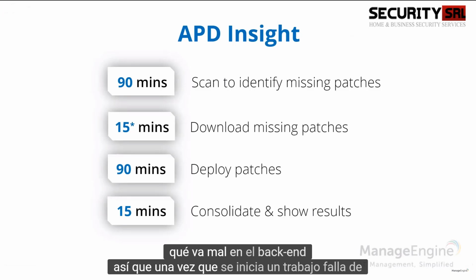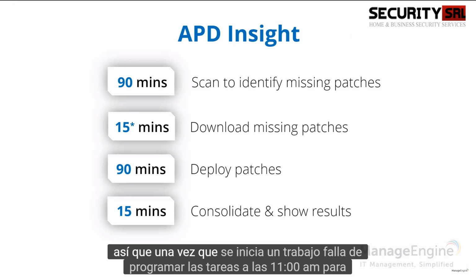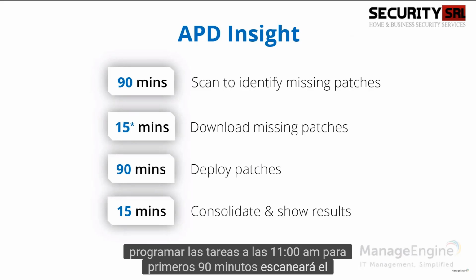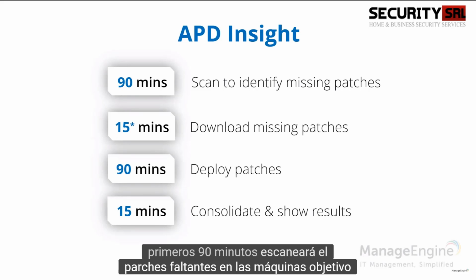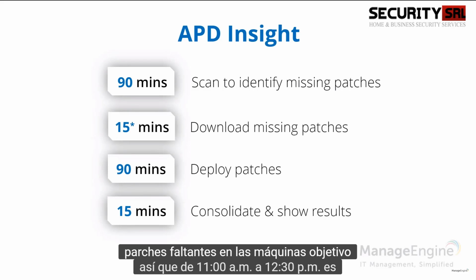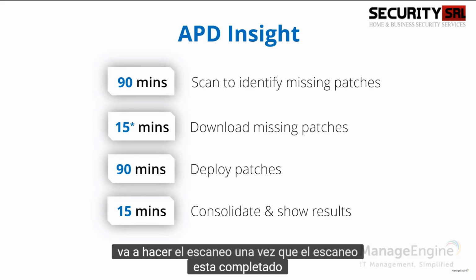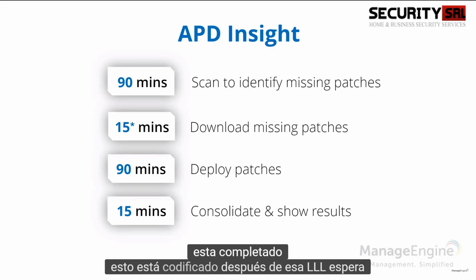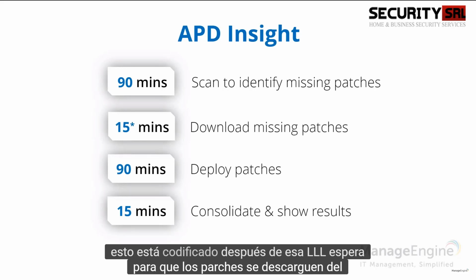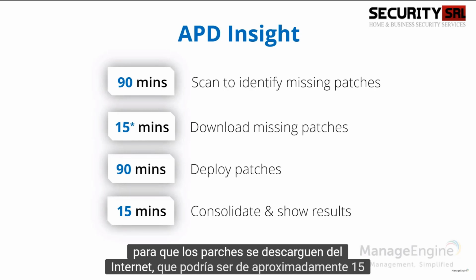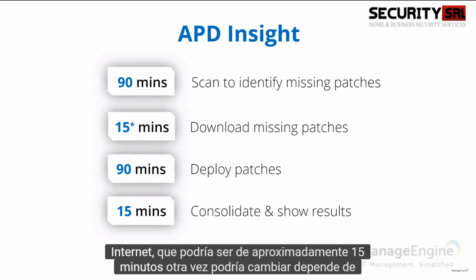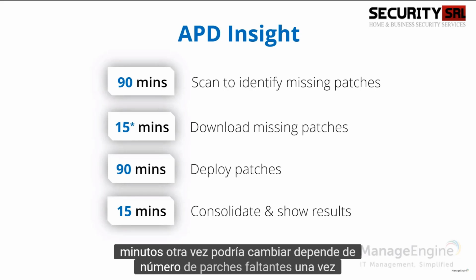So once the job is initiated, let's say you have scheduled the task at 11 a.m. First 90 minutes, it will scan the missing patches on the target machines. So from 11 a.m. to 12:30 noon, it's going to do the scanning. Once the scanning is completed, this is hard-coded. After that, it'll wait for patches to be downloaded from the internet, which might be approximately 15 minutes. Again, it might change, depending on the number of missing patches.